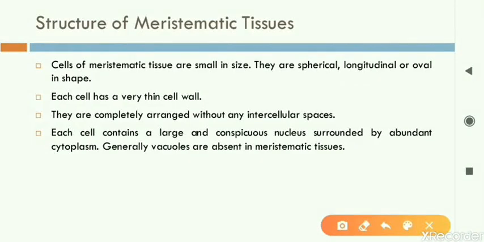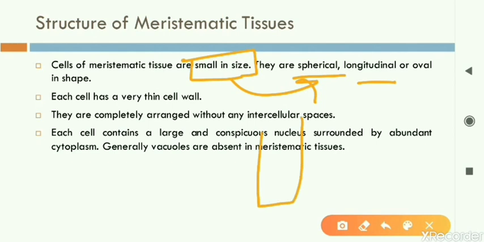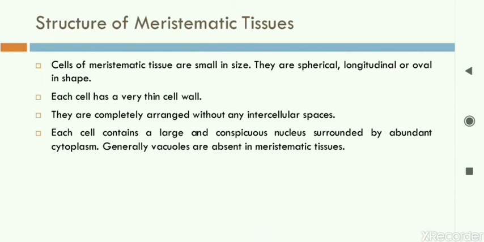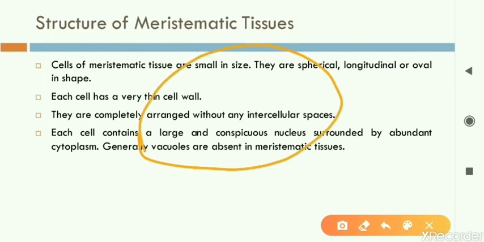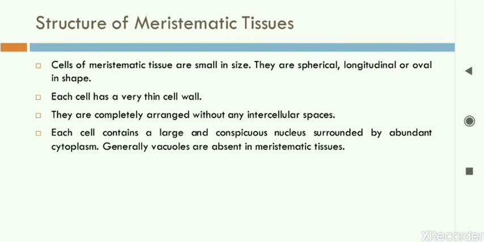What kind of cells are these? The first one, the cells of the meristematic tissue are small in size. They are small cells. What kind of shape is it? It is spherical. Spherical means almost circular, like a ball. Next one, longitudinal. They can be longitudinal, meaning elongated. In the center they may be long and have tapered ends, meaning circular at both ends, and in between they may be long. That is longitudinal. Or oval in shape. Oval shape, you may be aware of that. That is like an ellipse. So different kinds of shapes may be there.